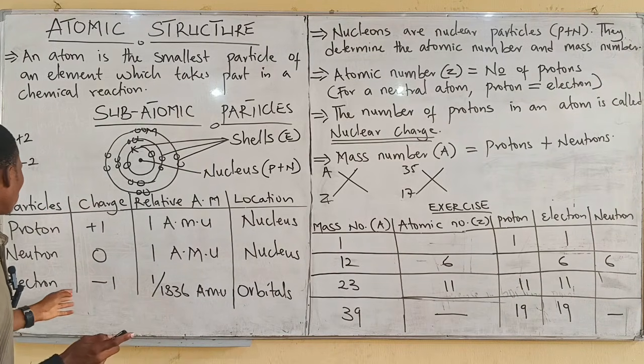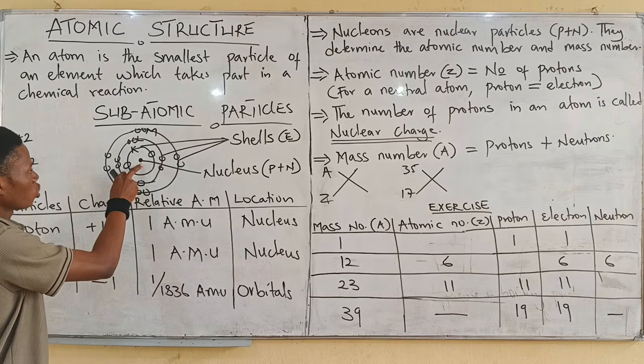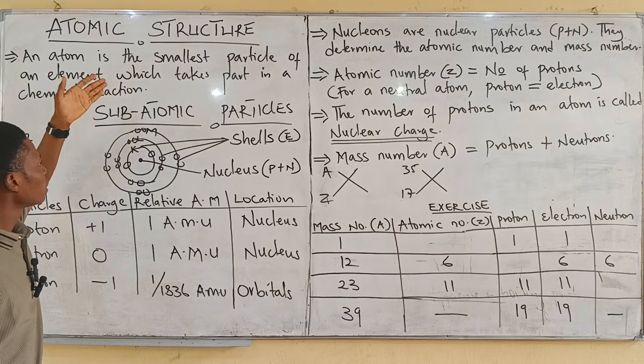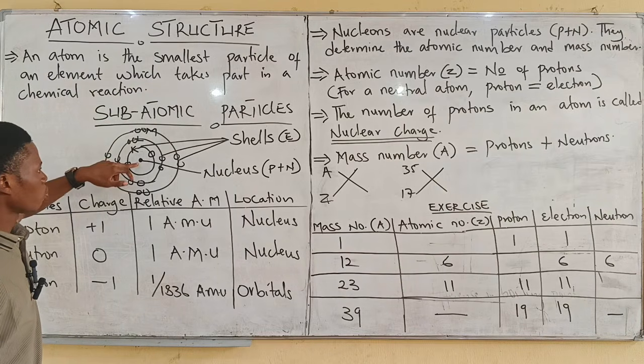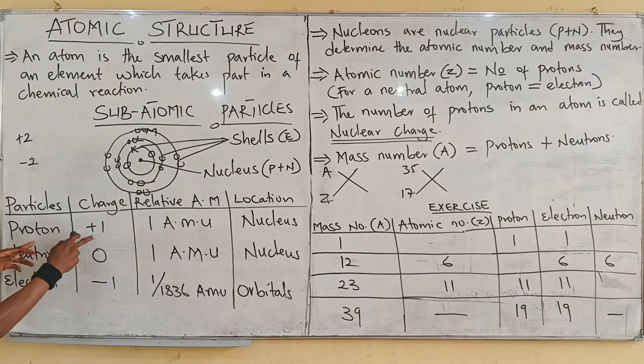Now, please note that I've said that electrons are found in the shell, while protons and neutrons are found in the nucleus. Now, please check this. Proton is positively charged.